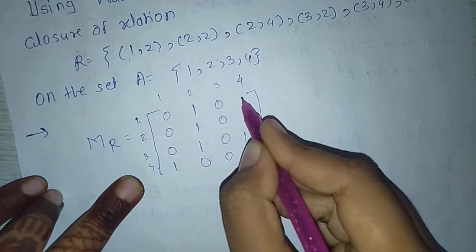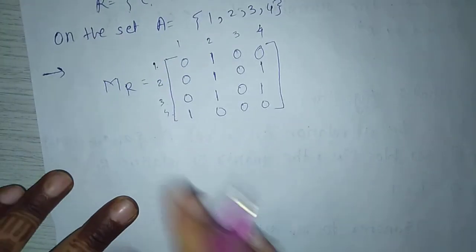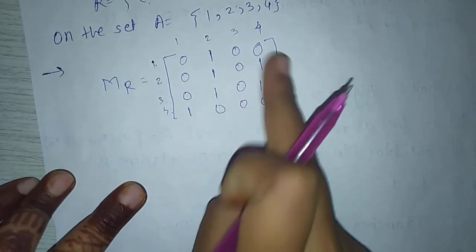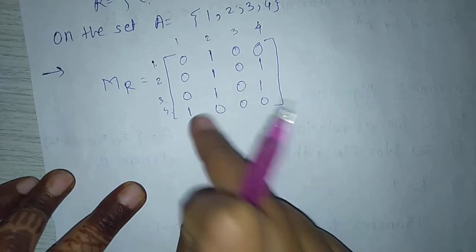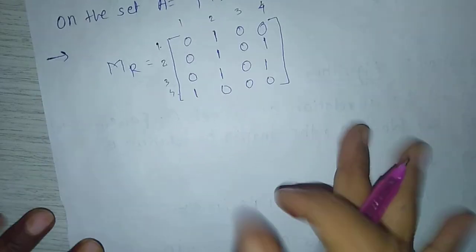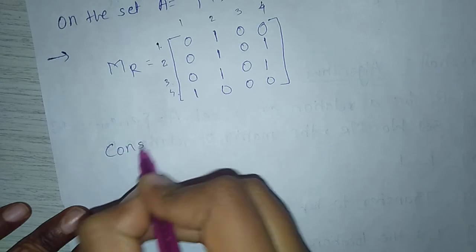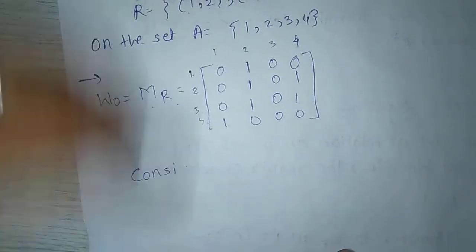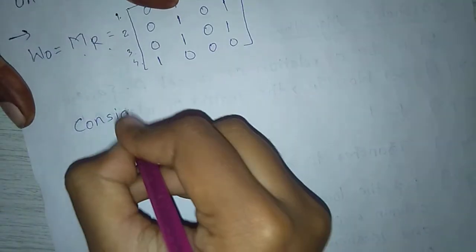These entries are nothing but the 0. So MR equal to 0 1 0 0 0 1 0 1 0 1 0 1 1 0 0 0. Consider, and MR is nothing but your W0.